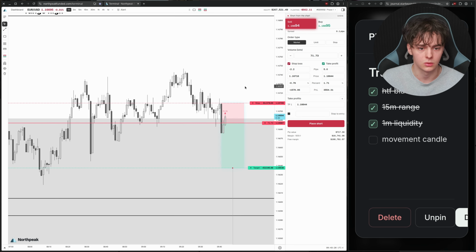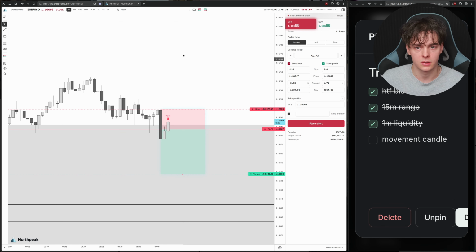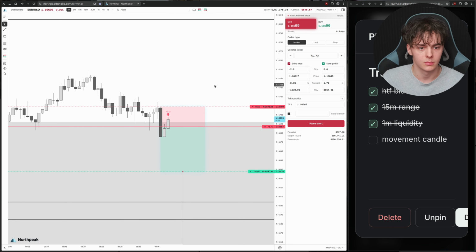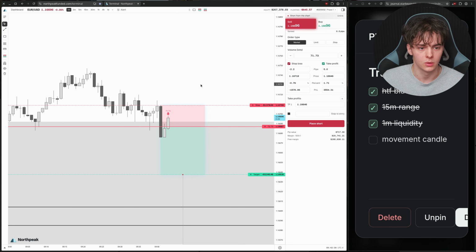The spread is just so good on this prop firm, man, because we are trading with 0, sometimes even really like raw spread right there, and that is just something you don't get to see on FTMO even, which once again, I've been banned by FTMO, so there's that. But yeah, we're going to be seeing how this works out.